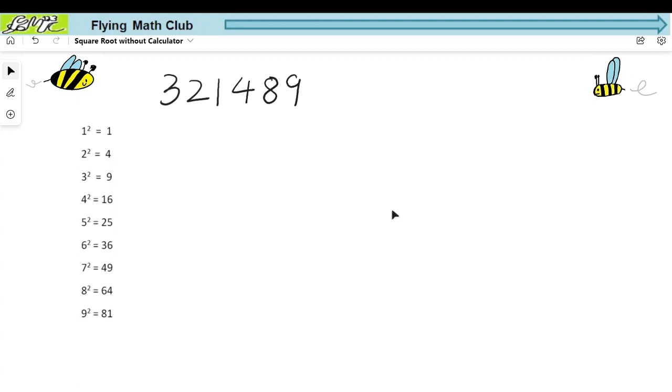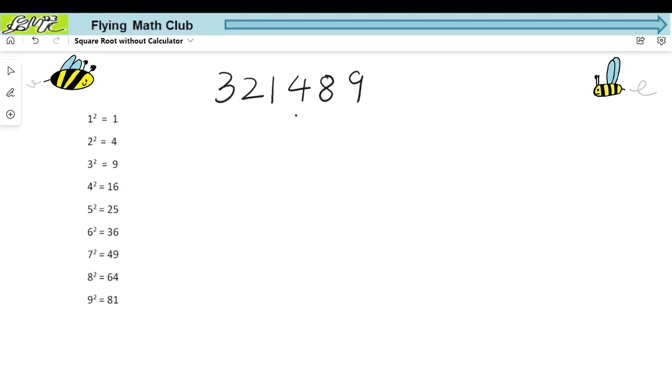Now let's try a 6-digit number. 321,489. Separate in two parts. Part A, 89. The left, part B. For part A, 9 is the last digit number, so the possible square root digit number could be 3 or 7. Part A is finished. For part B, it is 3,214. We have to estimate its range.